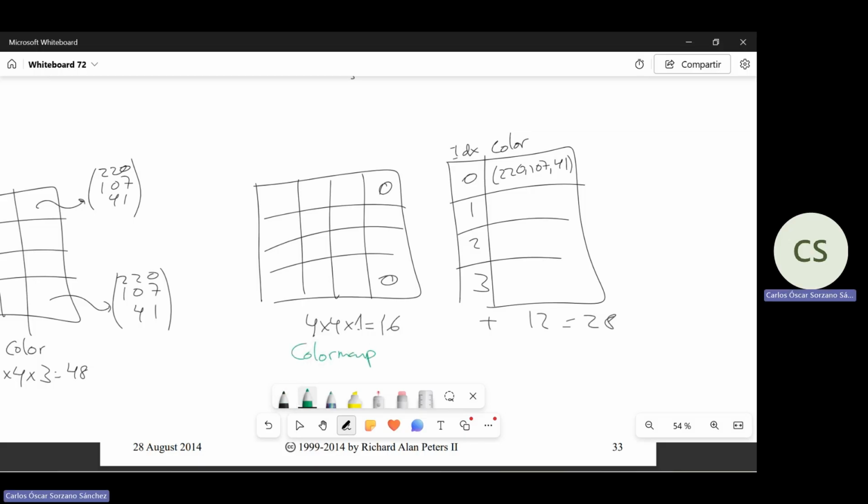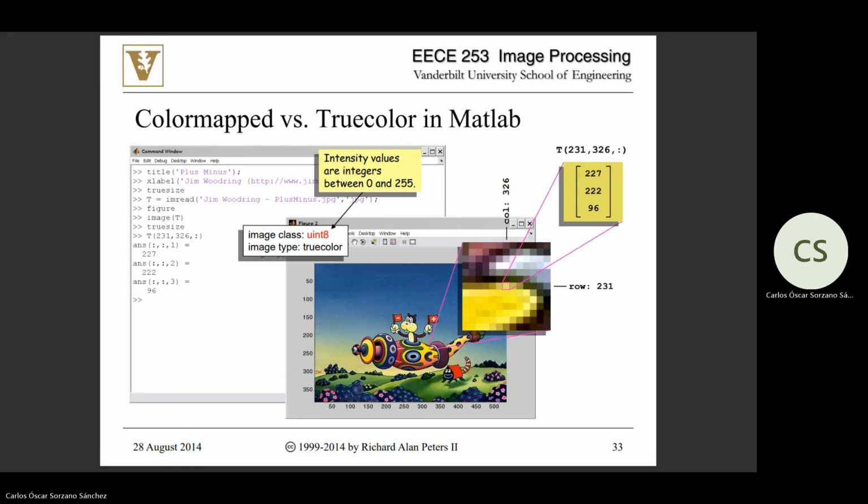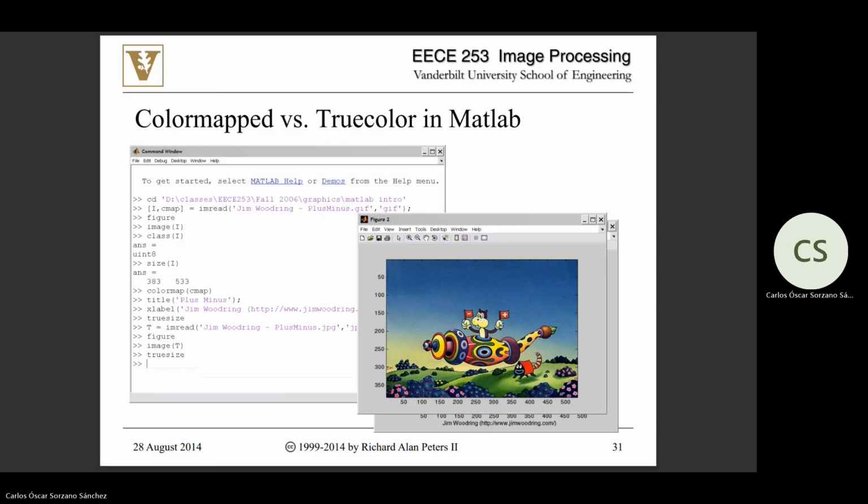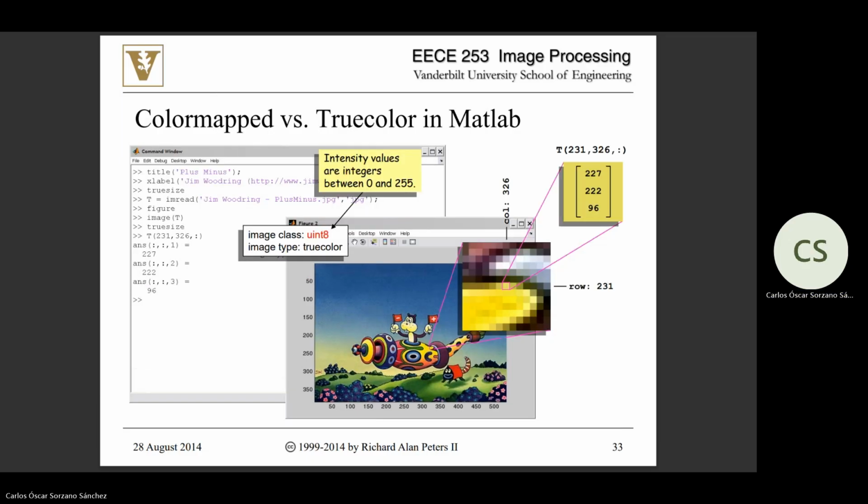Color maps. So when you read an image, the values here are the indexes of the color that is in your table, in your color map table. So the color map is the table. And that is why you don't have a third channel. So you only have the indexes. And then when you use the color map is when you get the right representation. Okay. Yeah, all this is the same.